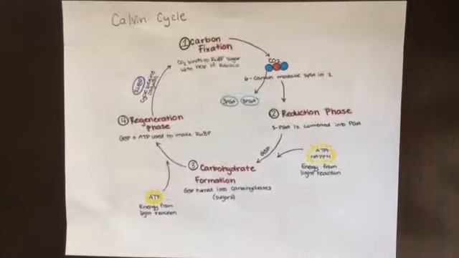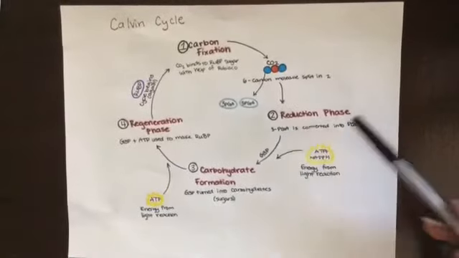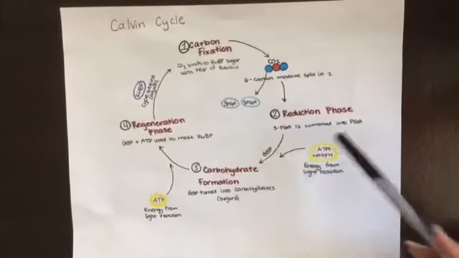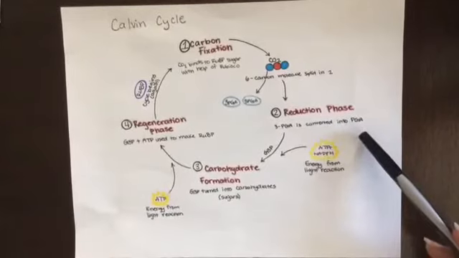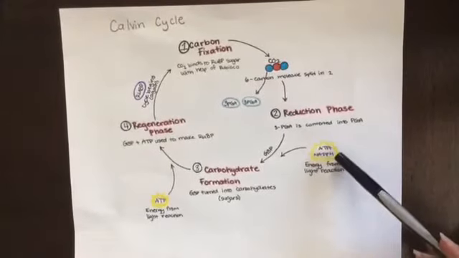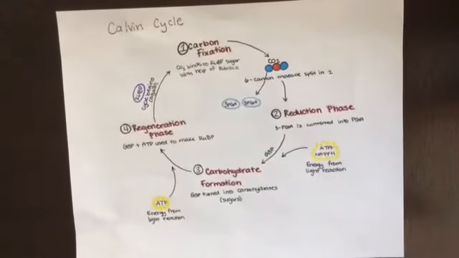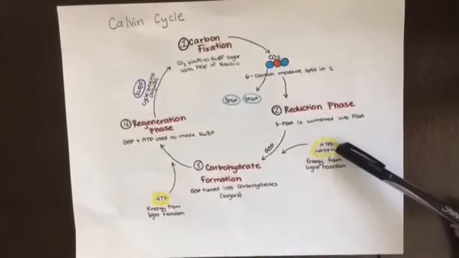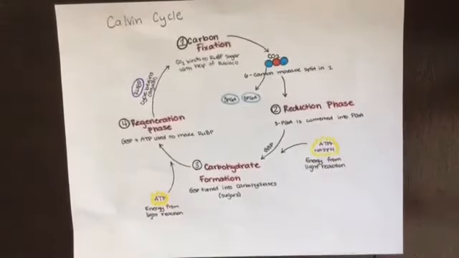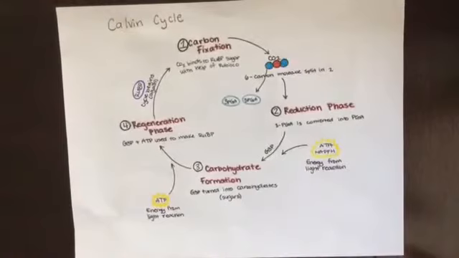The next stage is the reduction phase. And in this stage, we convert 3 PGA to G3P with the help of ATP plus and NADPH, also known as energy from our light reactions. Now we're going to think of ATP as the delivery man, as it delivers energy to the molecules.